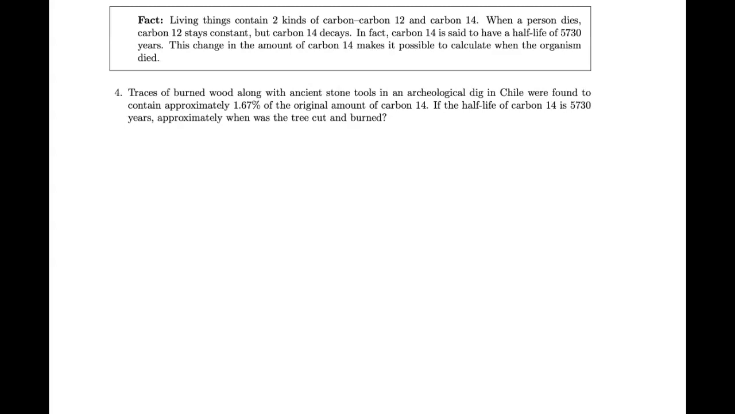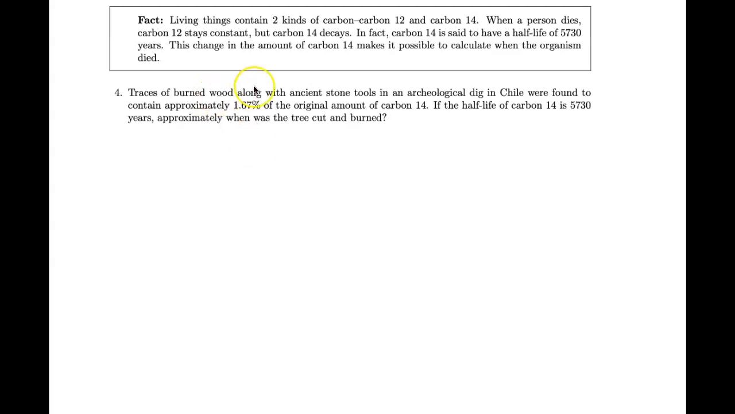Alright everybody, let's look at number 4. Let's look at this fact. Living things contain two kinds of carbon, carbon-12 and carbon-14. When a person dies, carbon-12 stays constant, but carbon-14 decays. In fact, carbon-14 is said to have a half-life of 5,730 years. This change in the amount of carbon-14 makes it possible to calculate when the organism died.